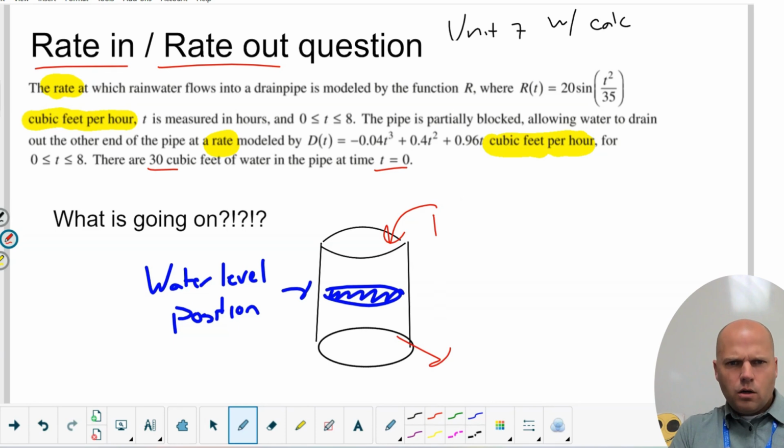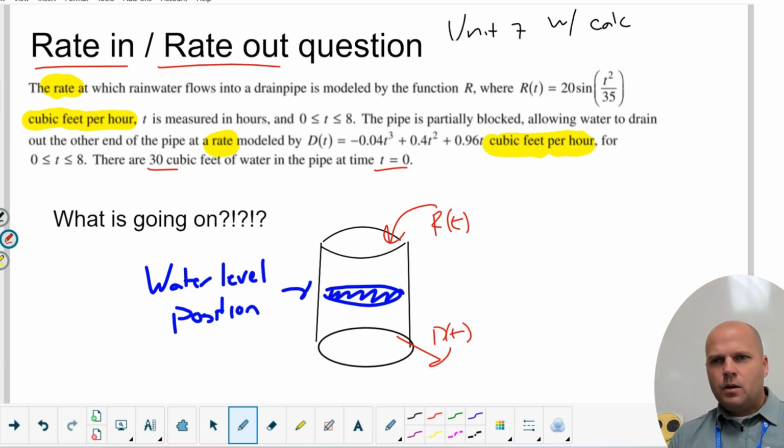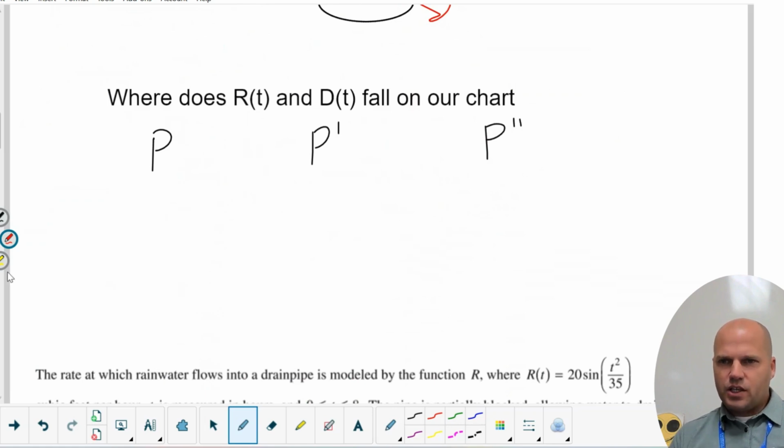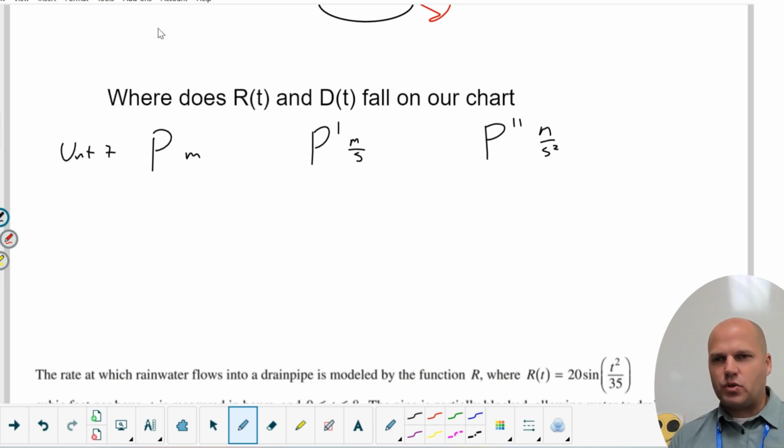We're told that R is telling us something about the water flowing in, and that D is telling us about the water flowing out. But you have to understand where R and D fall on our chart. Is it a position? Is it a derivative of position, velocity? Is it an acceleration? I'm going to give the motion units to help you. In Unit 7, we had meters, meters per second, meters per second squared.